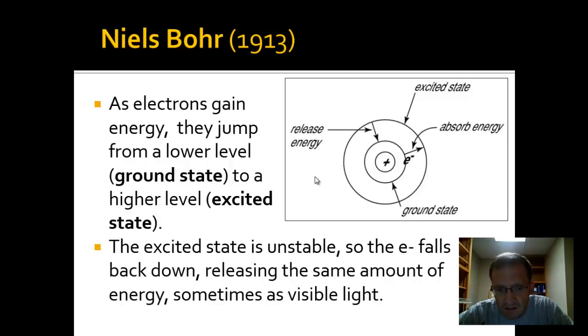As you heat that metal, the electrons gain energy from the heat, and that makes them jump from a ground state up to an excited state. And then as they fall, they give that energy back to you, the same amount of energy, in a different form. So energy is conserved, but it comes back in a different form.